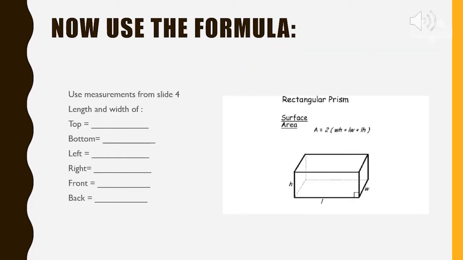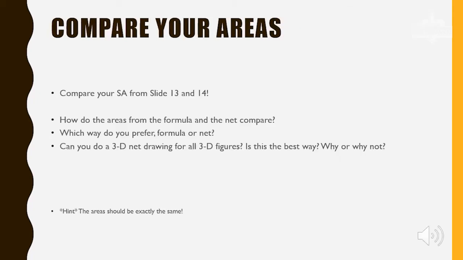In the last step, you used the net to find the surface area. Now we're going to try using the formula. So using your measurements from slide 4, you're going to write the length and the width of the top, bottom, left and right, front and back. And then you're going to use your formula. Area is equal to 2 times width times height plus length times width plus length times height. Once you do this, I want you to write down the surface area. Finally, I want you to compare your surface area from slide 13 and 14.